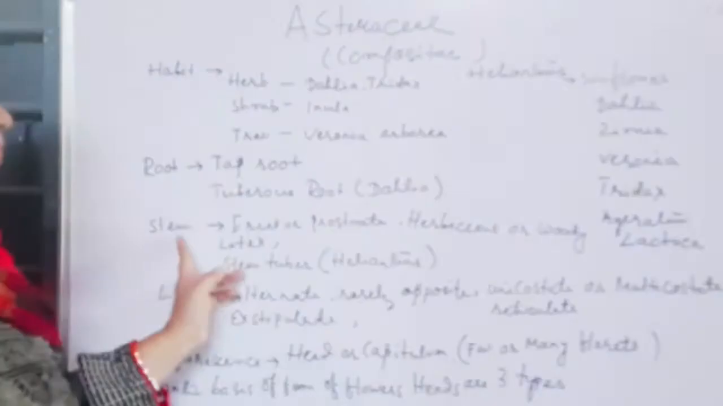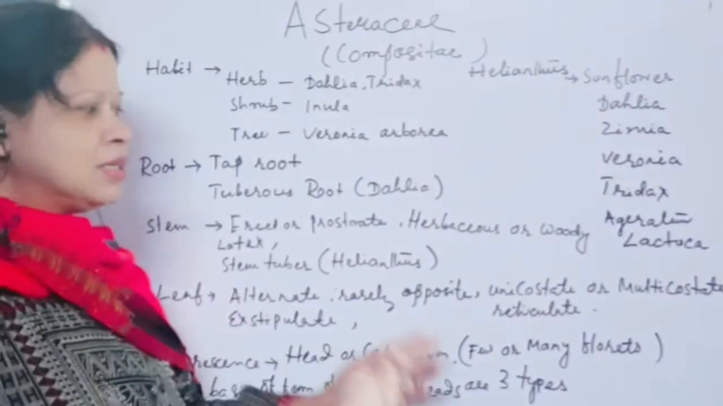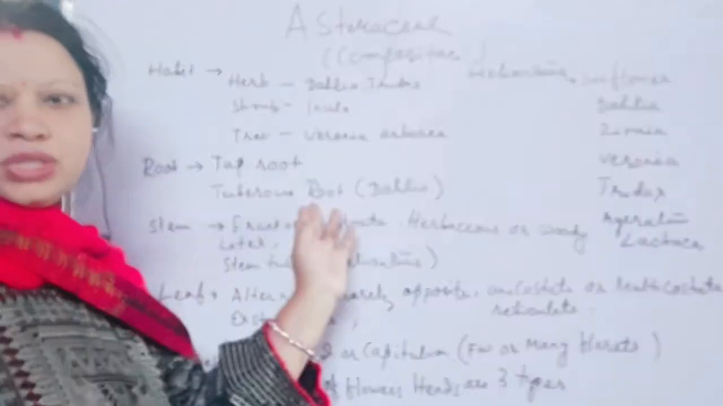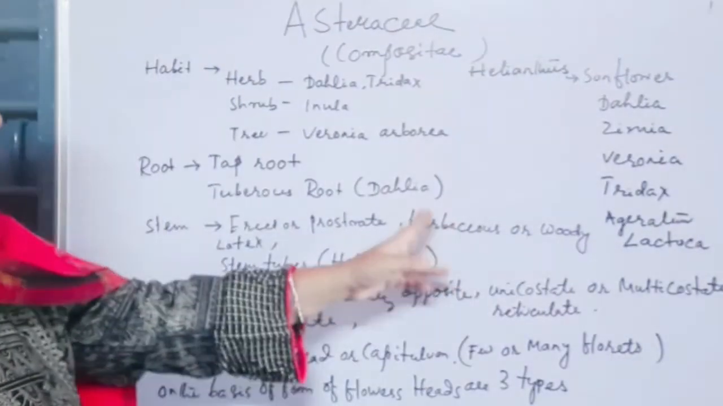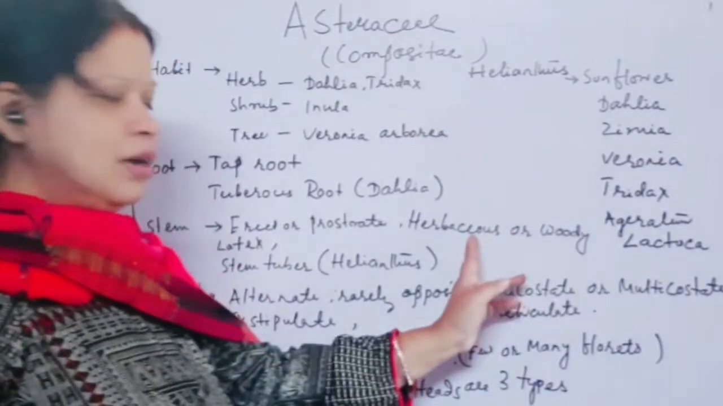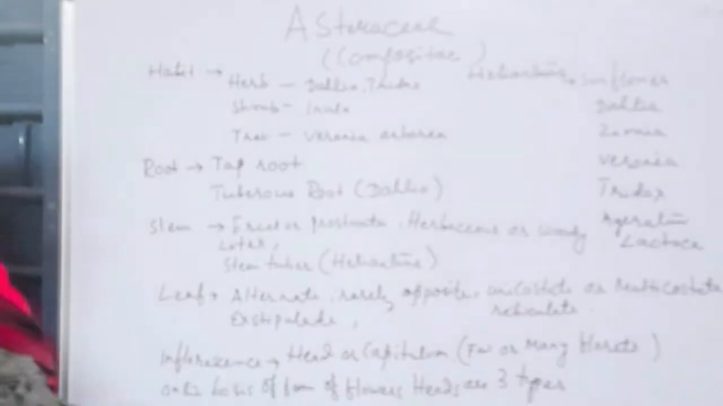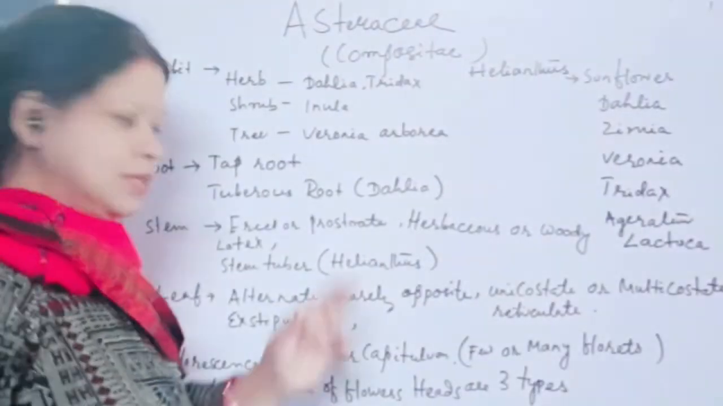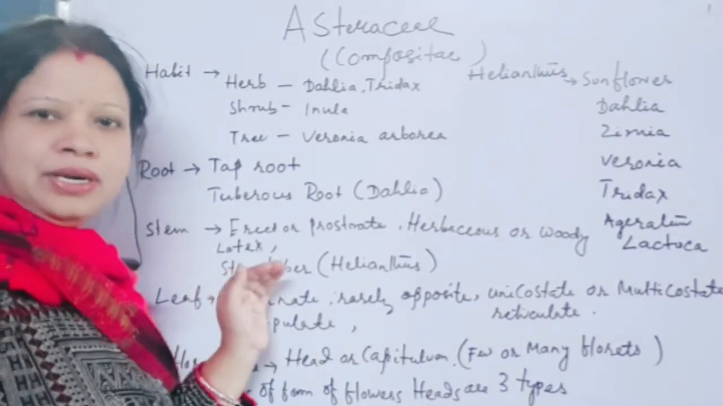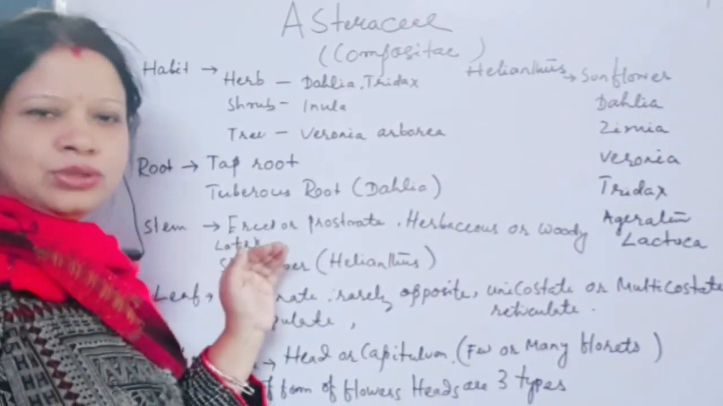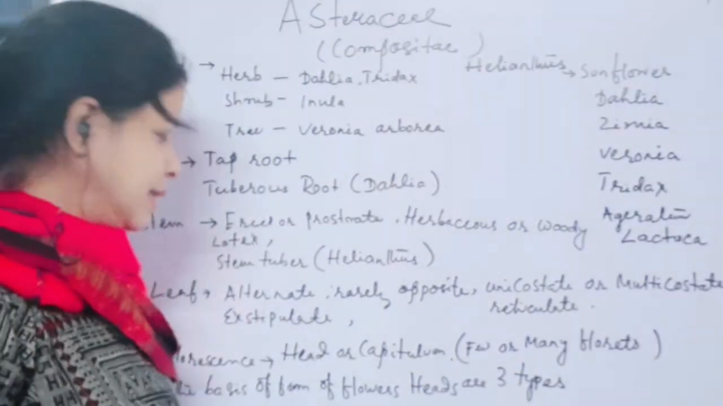Next, stem. Stem is erect or prostrate. Erect means upright growing and prostrate means horizontal growing. So both types of plants are present, with stems herbaceous or woody, and some having stem tuber. That is, in the case of Helianthus or sunflower, the modified stem tuber is also present. And in some stems there is presence of latex.